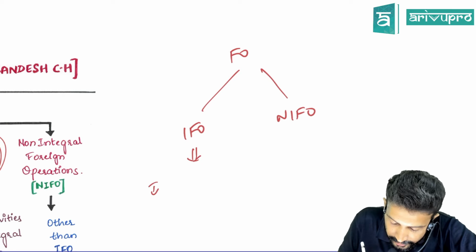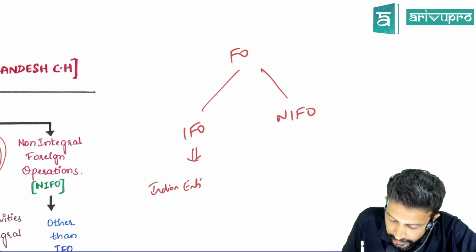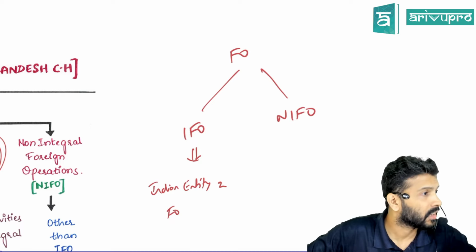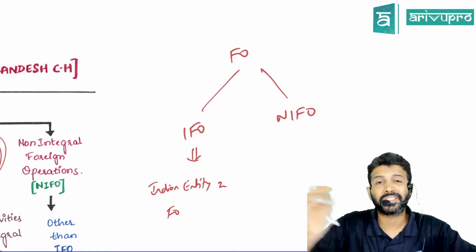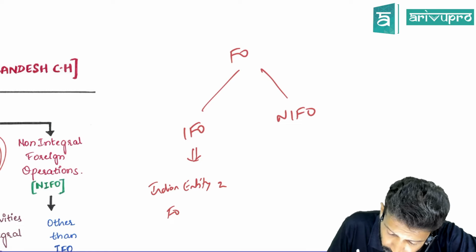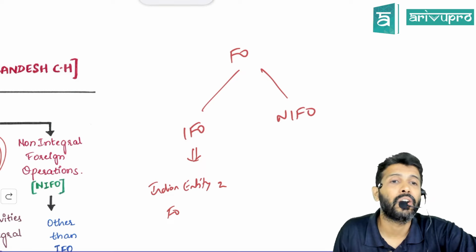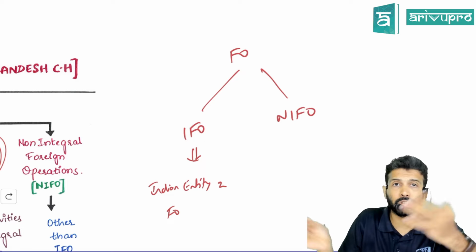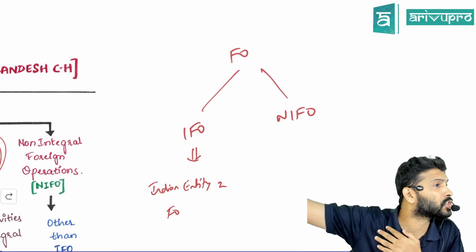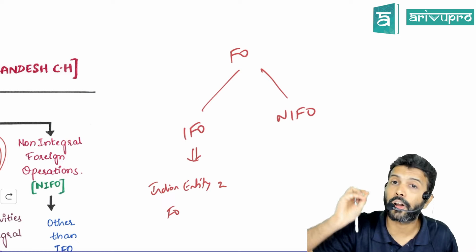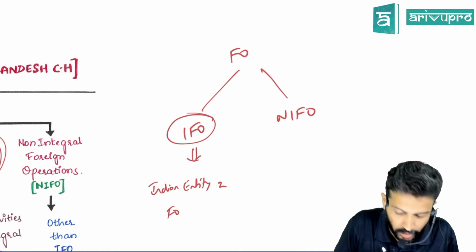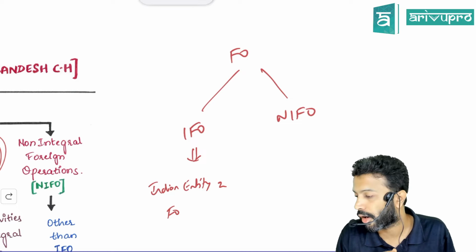Sir, when can you call it an integral foreign operation? If the Indian entity and the foreign operation are closely related in terms of operations, then that foreign operation becomes an integral foreign operation. Meaning, if both of them are working together, the foreign operation is just an extension of the Indian entity. Such a foreign operation we call an integral foreign operation.